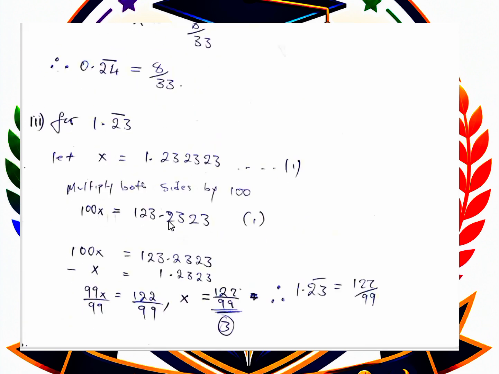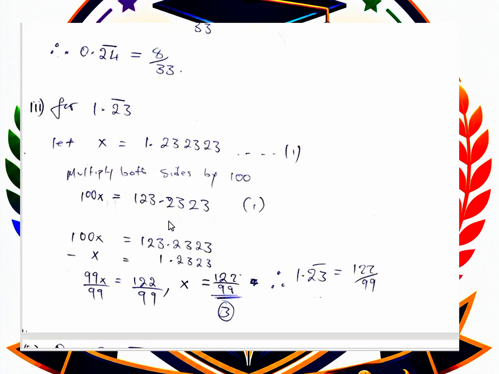Now for the third one, we have 1.23, where 2 and 3 are repeating. Since 2 and 3 are repeating, we let x be equal to 1.232323, and mark it as equation 1. From there, we multiply both sides by 100. Why do we multiply both sides by 100? Because when we subtract the first equation from the second, we want to obtain the decimal part as 0.